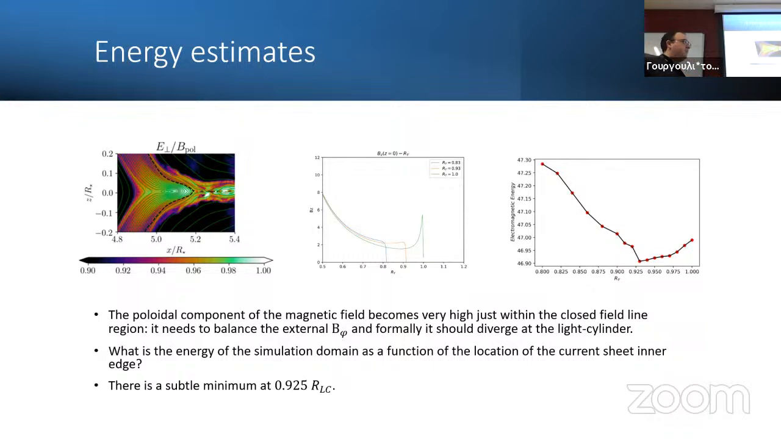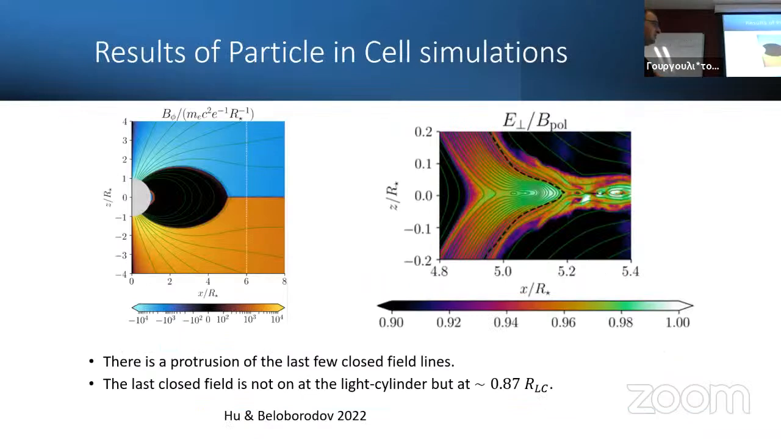Now, what is interesting here is that we didn't get exactly the number that they had in this simulation, but clearly, as we move the Y point closer in, essentially we get less energy in the magnetosphere, and this would be energetically favorable.